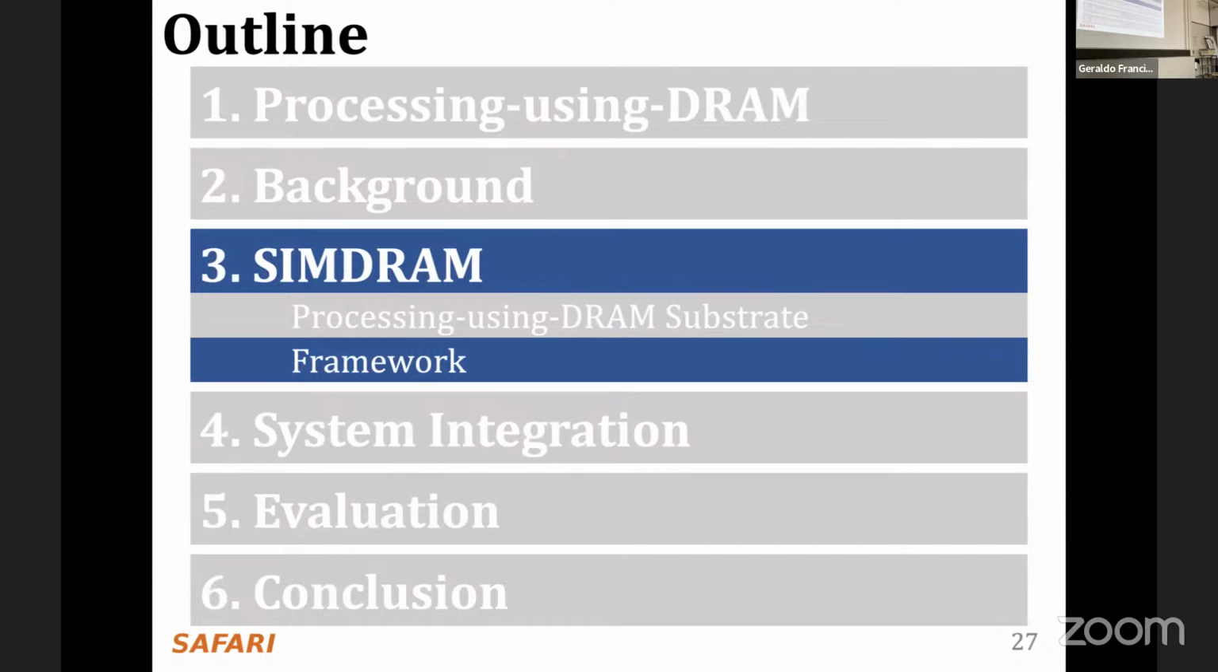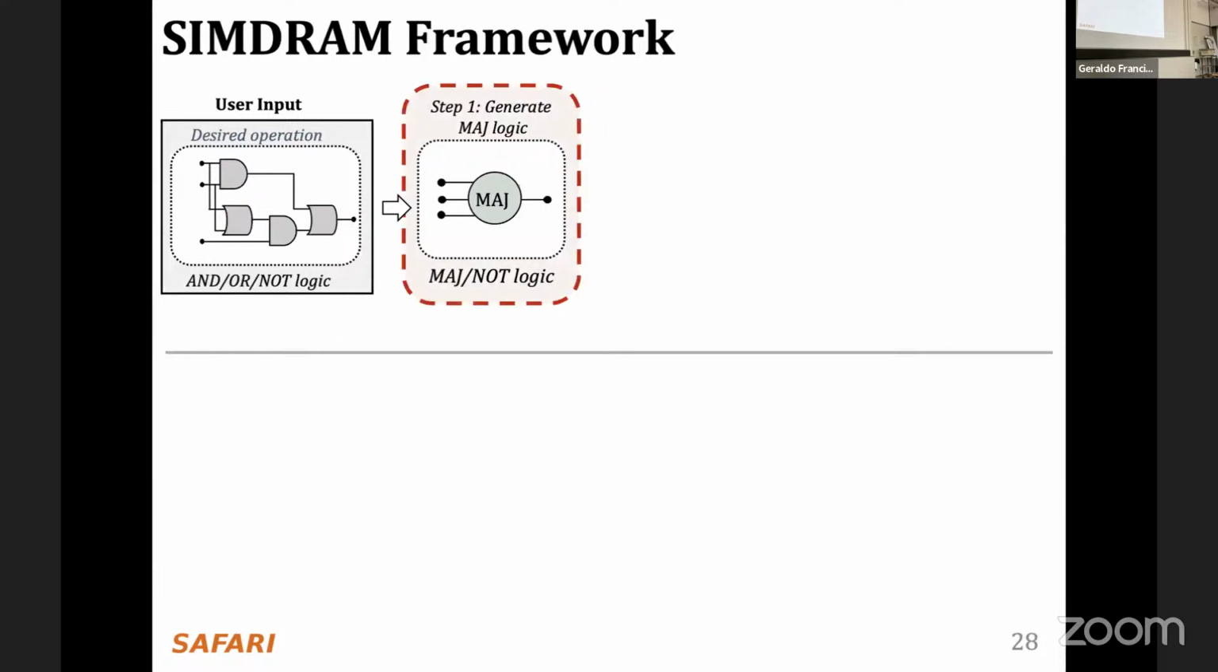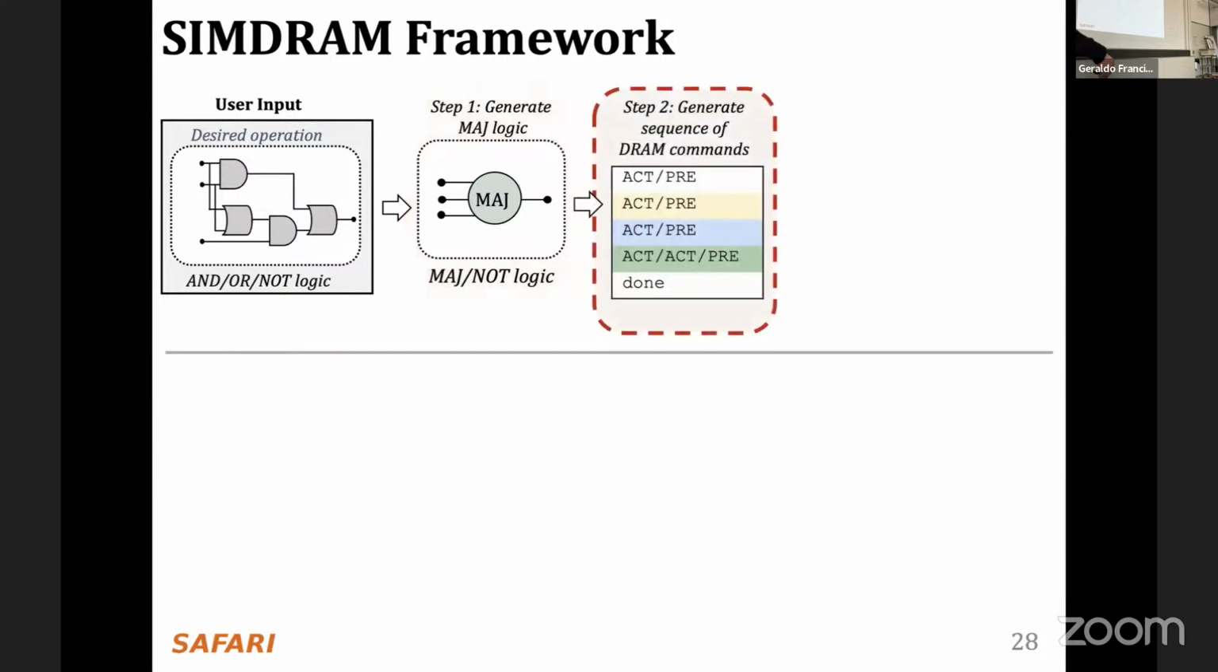Based on these two key ideas, we propose this 3-step SimDRAM framework. In the first step, the framework takes as input a desired operation that the user wants to implement, described in terms of AND, OR, and NOT logic, and converts that representation into a majority-NOT based representation of that same logic. The second step is going to map the generated majority-NOT circuit into a sequence of in-DRAM operations, either row copy operations or triple row activations. And this is called a microprogram.